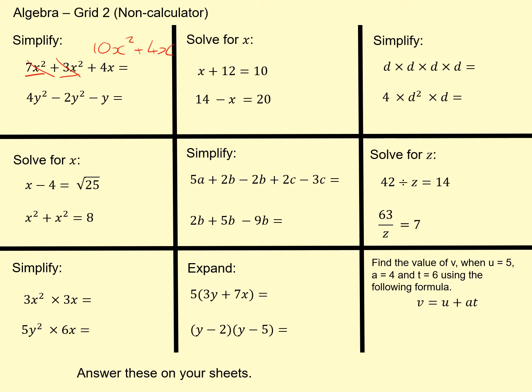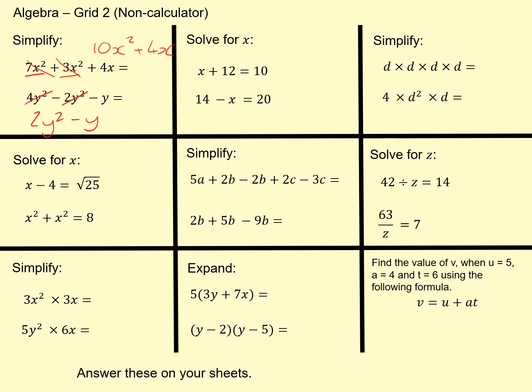And then similarly with the next one, we have 4y squared, take away 2y squared. If I have 4 of something, take 2 of those things away, I have 2 left. So I've got 2y squared. So I've dealt with that one, dealt with that one. The take away y is a separate kind of term. I can't combine that with the y squared, but I list it separately again. So my simplified expression there is 2y squared minus y.